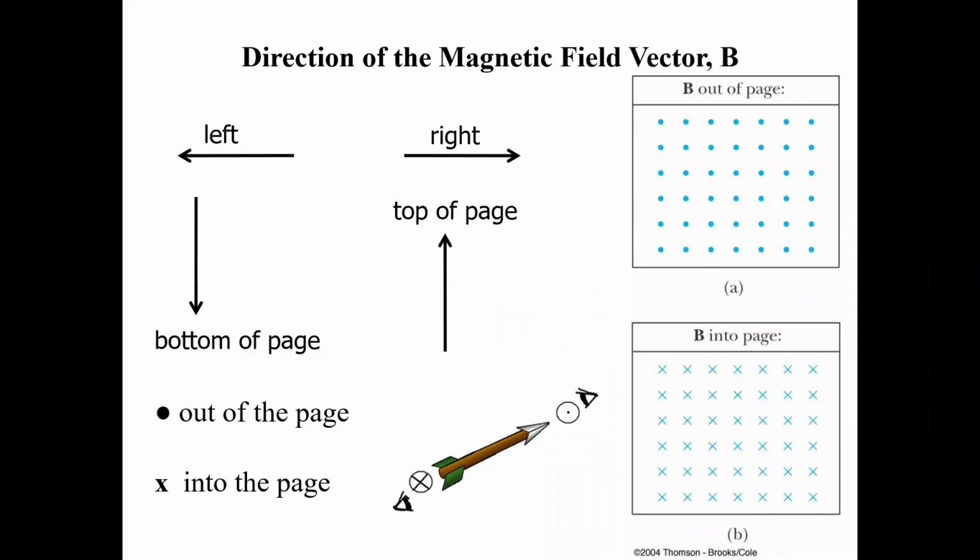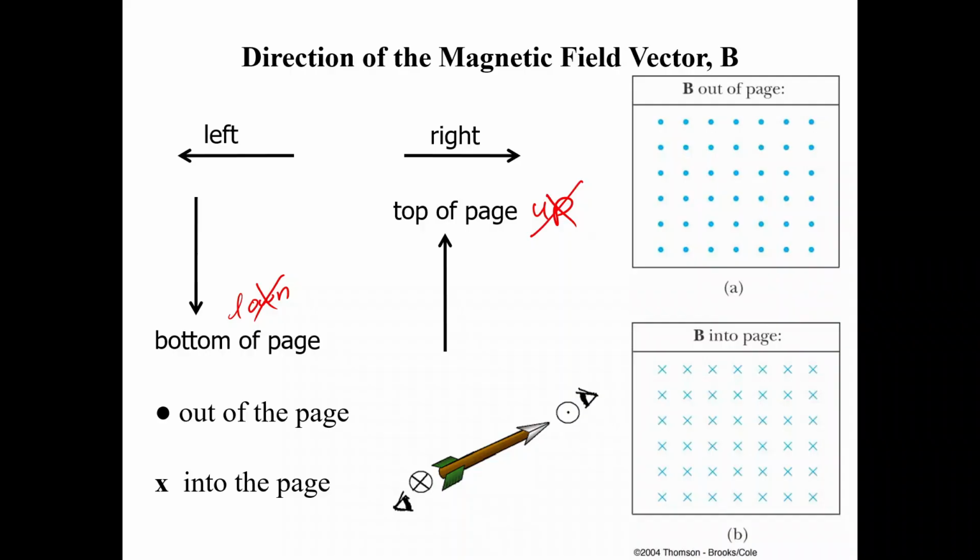So: left, right, bottom of the page, and the top of the page. Please do not use down or up when you are talking about three-dimensional vectors. Those are very, very confusing directions. Are you talking about up out of the page, or up towards the top of the page? So never use up or down. Use top of the page, bottom of the page, right or left. But we also now have out of the page and into the page.